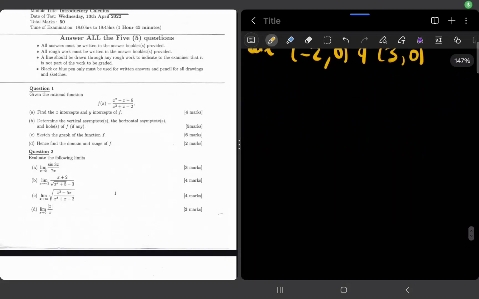So here's our next question now. We are doing part B, which is another walk in the park. All these questions are definitely a walk in the park. It says determine the vertical asymptote, horizontal asymptote, and hole, if any.